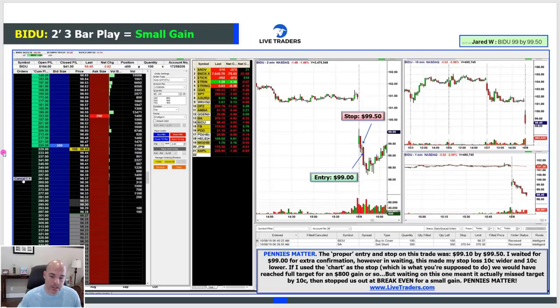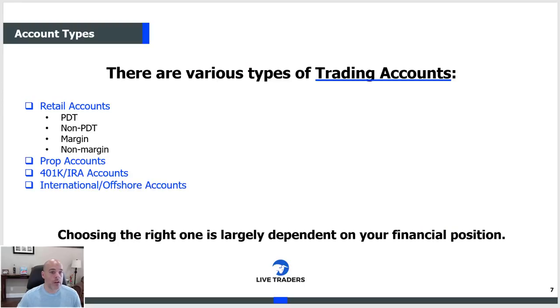What I want to get into now is the meat and potatoes of why we're here today, okay? There are various types of trading accounts, okay? And the United States tends to be a bit more strict when it comes to trading accounts. So we have retail accounts, prop accounts, international and offshore accounts, and if you want to throw in 401k accounts and IRA accounts, you can. But these are basically your four basic types of accounts.